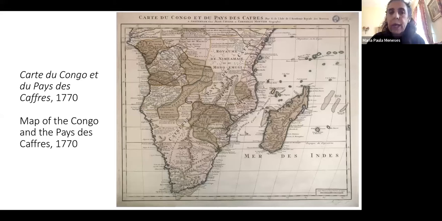to see other projections of the representation of the continent. And this is a map of the Congo and the pays de Kafir. Kafir is very interesting, as most of you probably know a little bit about the Muslim world. It was a way of addressing the non-believers. So it became the name used to define West Africa through the eyes of the Muslims, and it entered into the Portuguese narratives and later on into the French and the British.